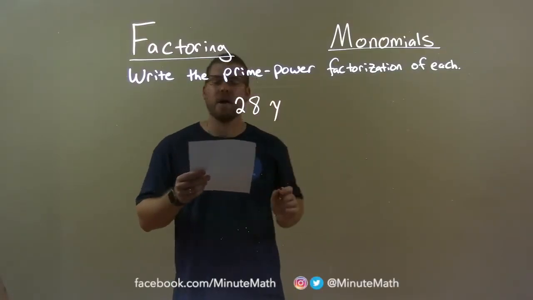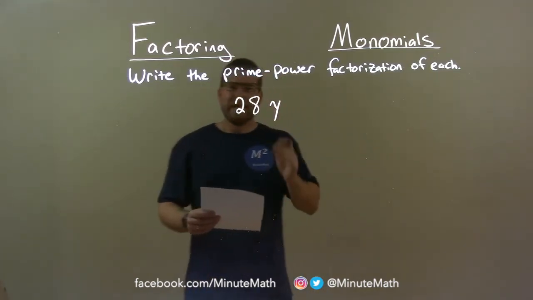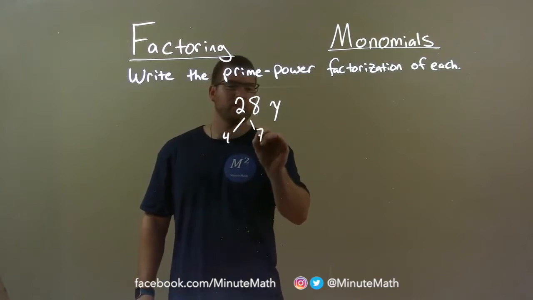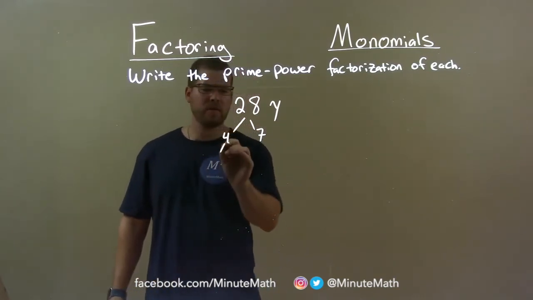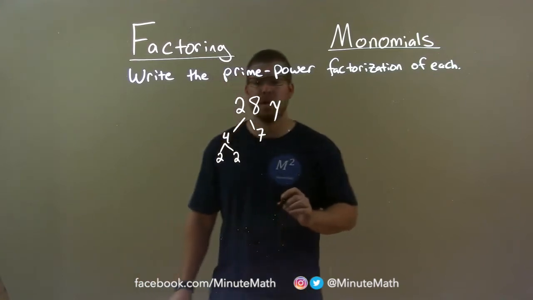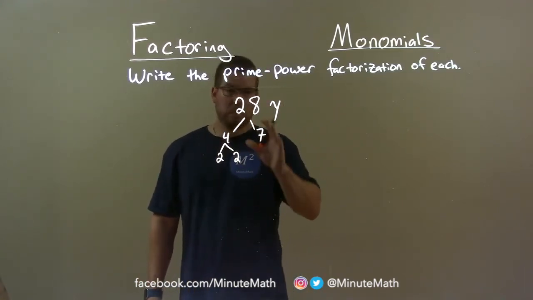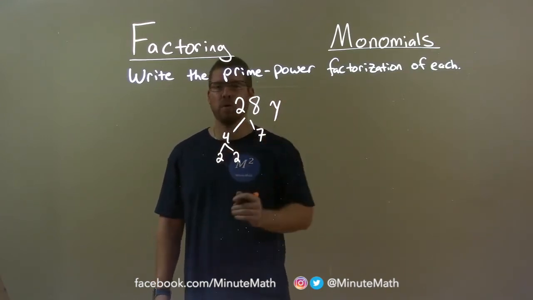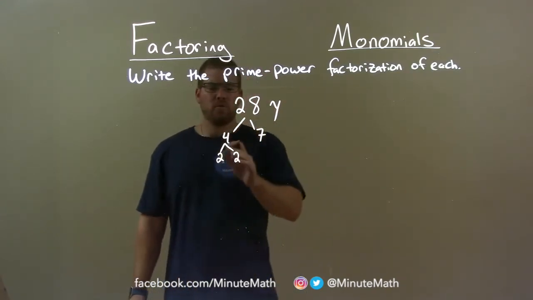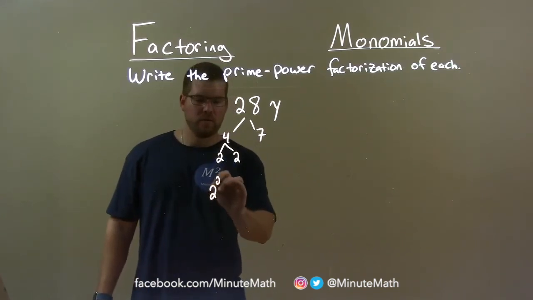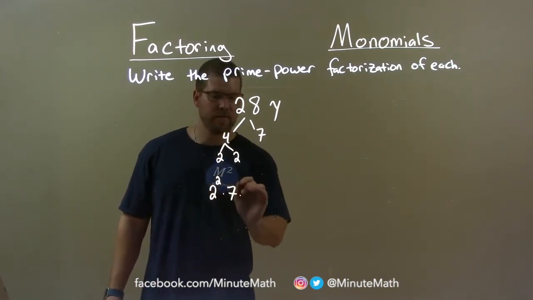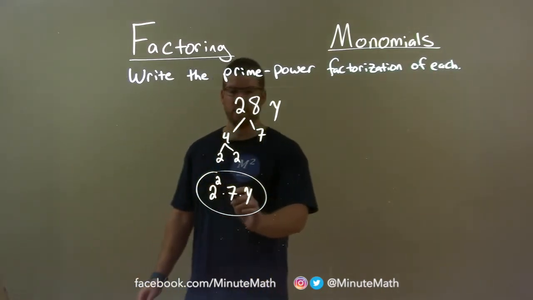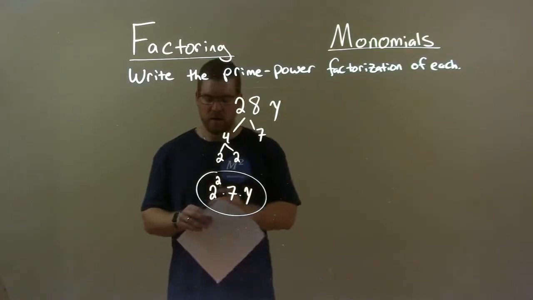28 times y. Well, 28, let's deal with that one first. 28 is 4 times 7, okay? And 4 breaks down to be 2 times 2. And 7 is just prime, so we leave it as is. y cannot be broken down anymore. So now we have the core parts, okay? Well, 2 times 2 is 2 squared. We can bring down the 7, bring down the y, and so our final answer here is just 2 squared times 7 times y.